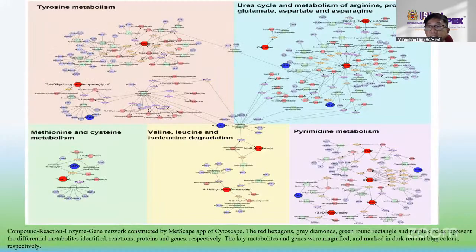We also see some of the compound-reaction-gene network that we constructed here. So we could see some of the metabolism. Metabolism of what? Some of the metabolism of tyrosine, the urea cycle, metabolism in the cell itself, and also methionine and cysteine metabolism, valine and leucine, and also pyrimidine metabolism.